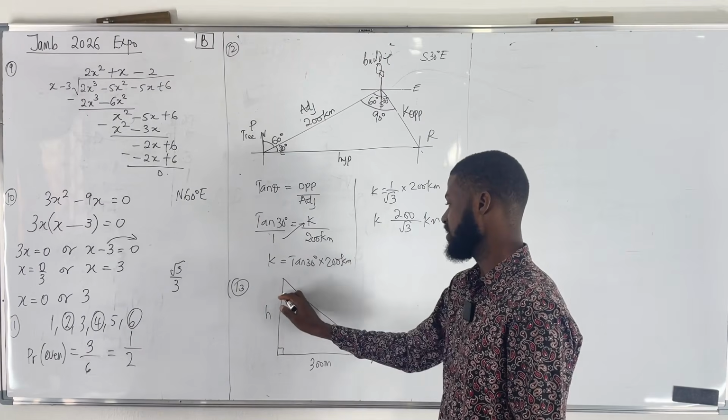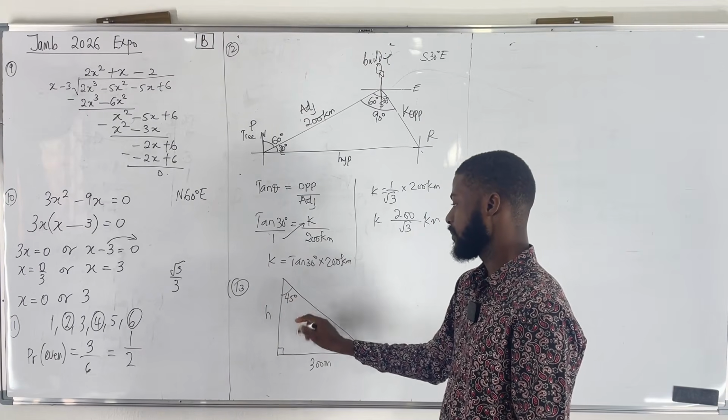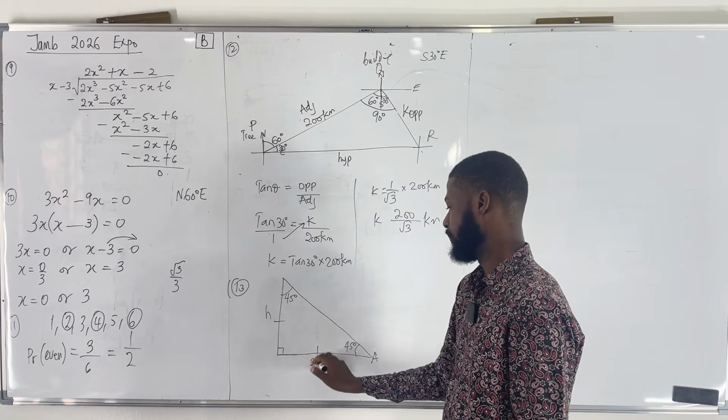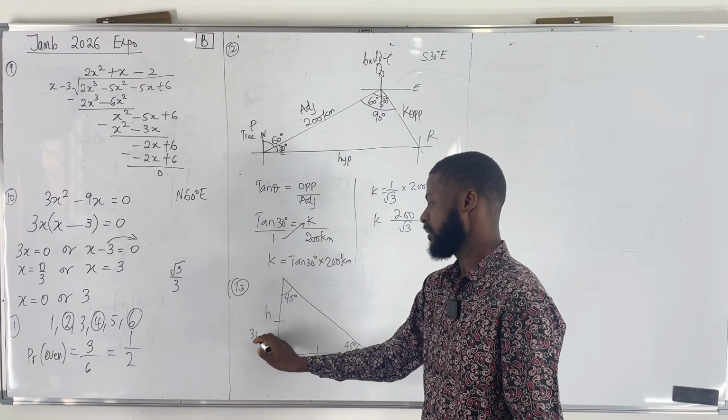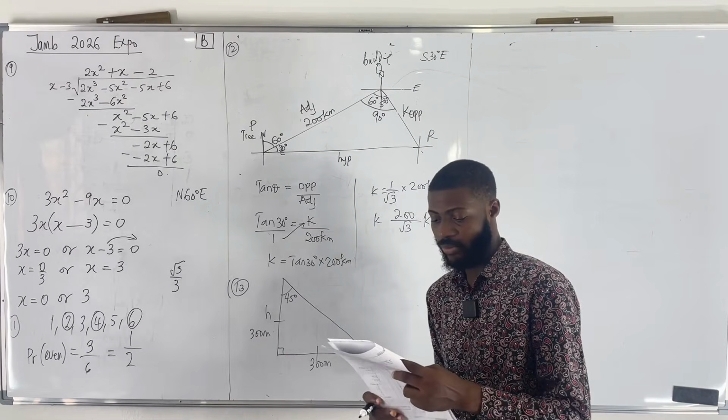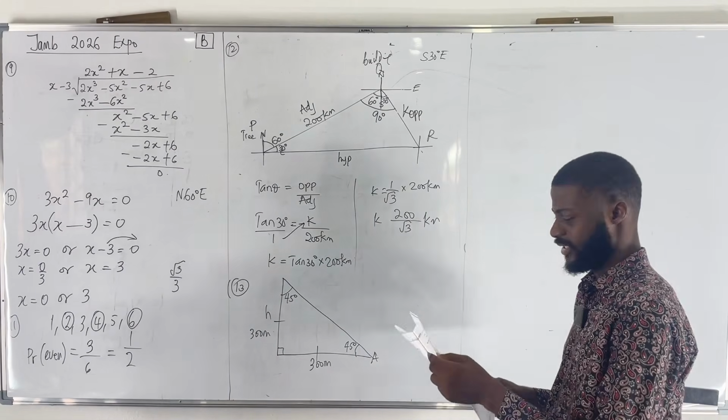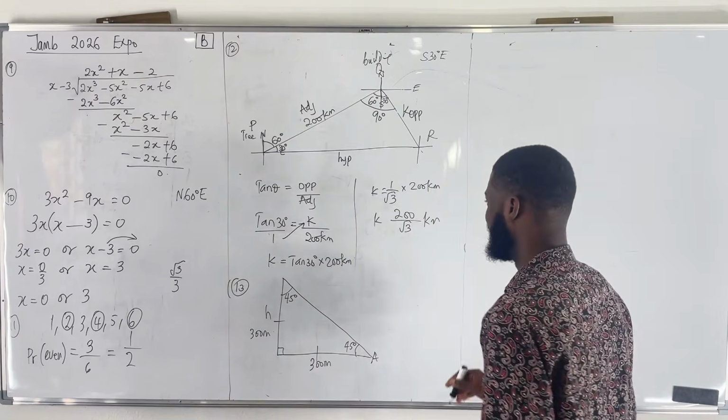Now if this is 45, this is definitely 45. So this forms an isosceles triangle. So it means if here is 300, this will still be 300 meters. So the answer is going to be what? C. That's the answer. Let's just move on. It's very, very simple. So that's the answer.